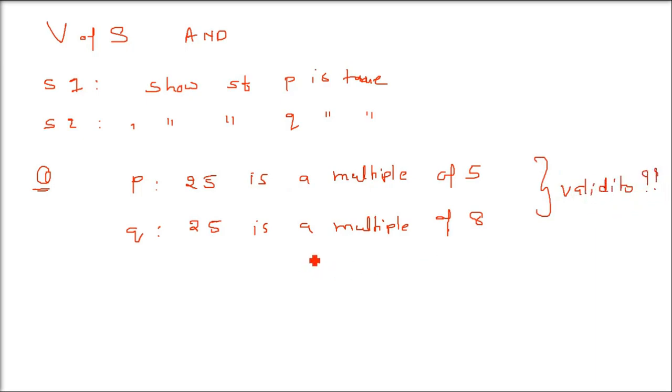So we can just combine them, saying 25 is a multiple of 5 and 8. But what about the validity? How are you going to check the validity? Please remember, we have to combine them using 'and'. So this P and Q, what result do they individually give? 25 is a multiple of 5. Yes, it is, 5 fives are 25. That's a multiple of 5. This first one is true. The second one, 25 is a multiple of 8. No, it is not. It doesn't come in the table of 8.